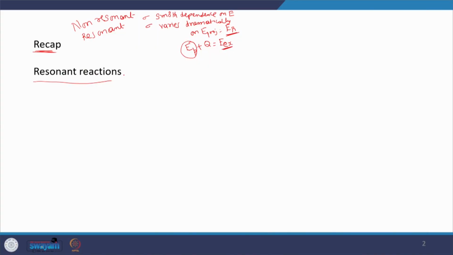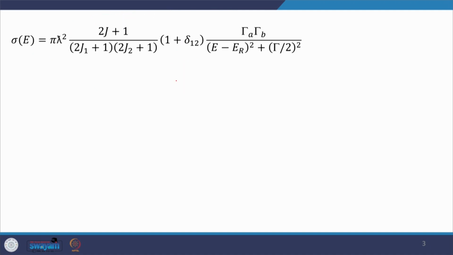So, continuing with the salient features of this Breit-Wigner formula and some examples, I would like to spend some time on resonant reactions. In today's lecture, I will be spending some time on resonant reactions and also neutron induced non-resonant reactions. All right. So, let me start with the formula with which I ended the previous class, that is the Breit-Wigner formula.